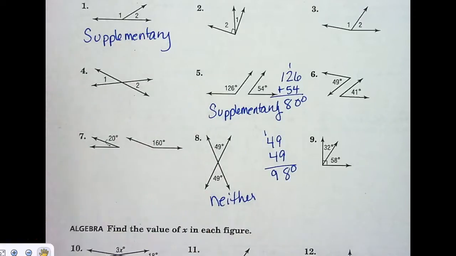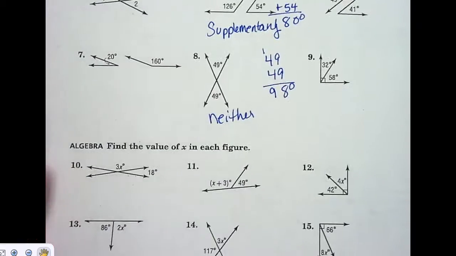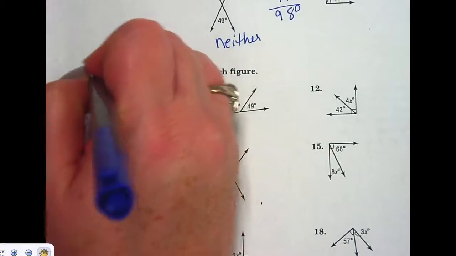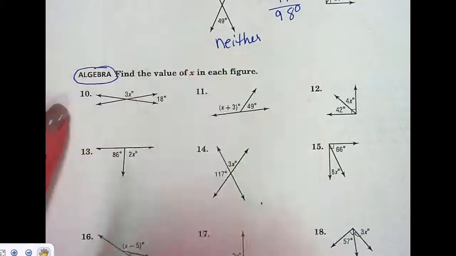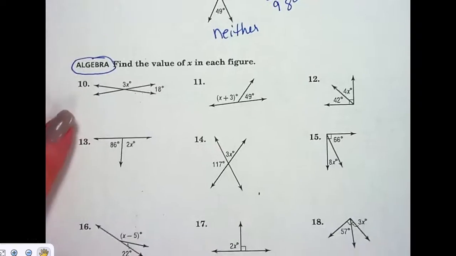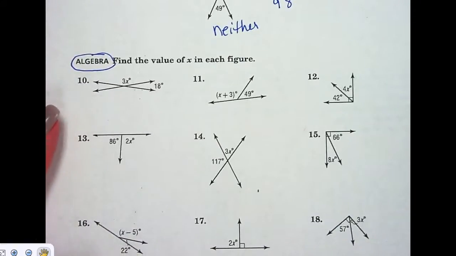So you get what to do on the top, correct? Okay, the bottom, algebra. There's your clue right there. You've got to do some algebra, some 1- and 2-step equations to do some math here. Find the value of x in each figure. This is just asking you to find the value of x in each figure.